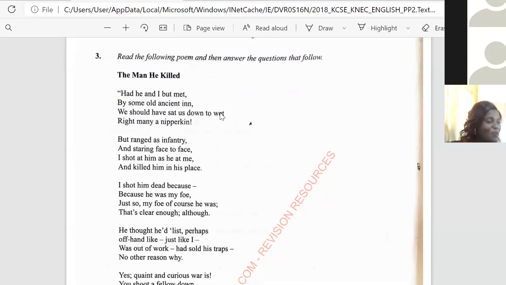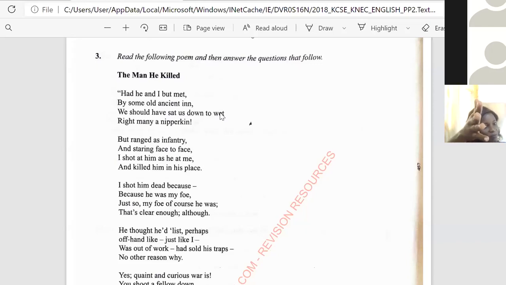And therefore, because we met at war, I shot at him as he tried to shoot at me, and I killed him on the spot. That is stanza 2. Then stanza 3, I shot him dead because, you know, it's as if the persona is trying to convince himself that he had reasons for killing this person.